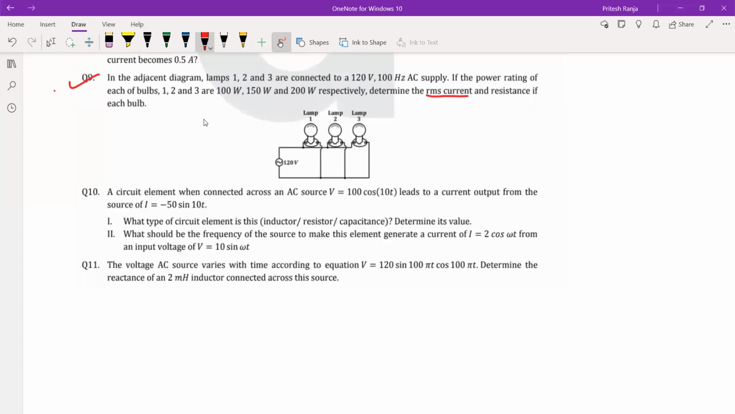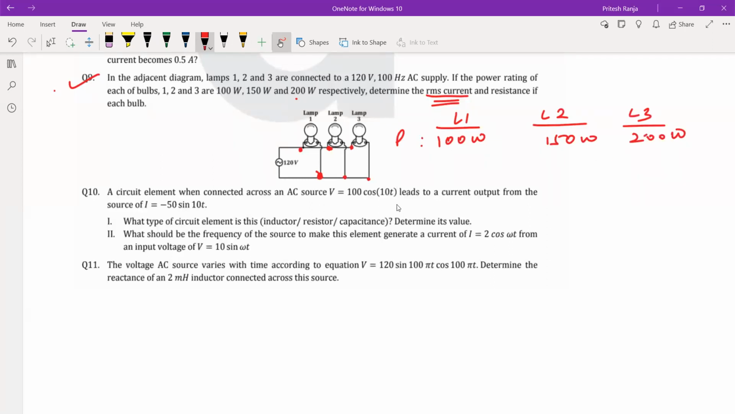Each bulb you can see they are connected in parallel, right? The two terminals you can see, one connected here, another here. Same way for this bulb. So for each bulb, the RMS voltage is 120 volt. So what will be the RMS current? Here their powers are given. For lamp 1, lamp 2 and lamp 3, their powers are 100 watt, 150 watt and 200 watt.